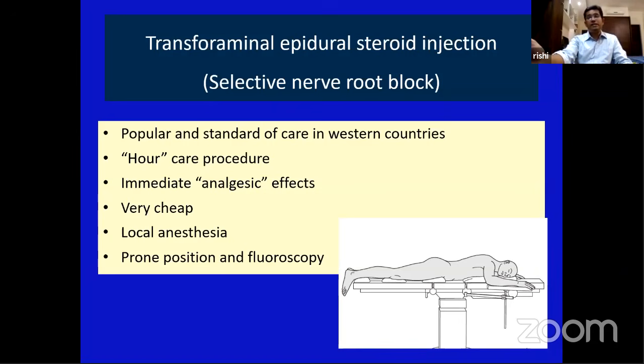It has immediate analgesic effects because after we give the injection, we give a combination of local anesthetic as well as steroid. So the immediate local anesthetic acts over the inflamed nerve root, produces good analgesia, and the patient feels the procedure is working well for him. It is very cheap and it is done under local anesthesia.